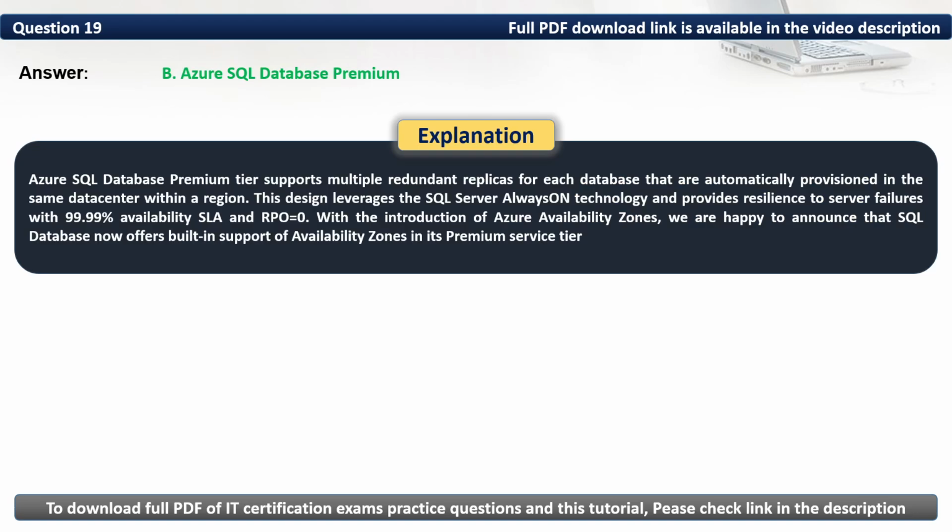Azure SQL Database Premium tier supports multiple redundant replicas for each database that are automatically provisioned in the same data center within a region. This design leverages the SQL Server Always On technology and provides resilience to server failures with a 99.99% availability SLA and RPO equals 0. With the introduction of Azure Availability Zones, we are happy to announce that SQL database now offers built-in support of availability zones in its premium service tier.